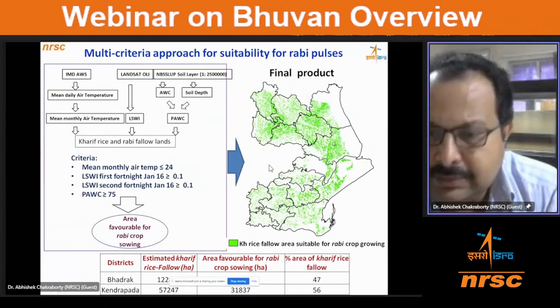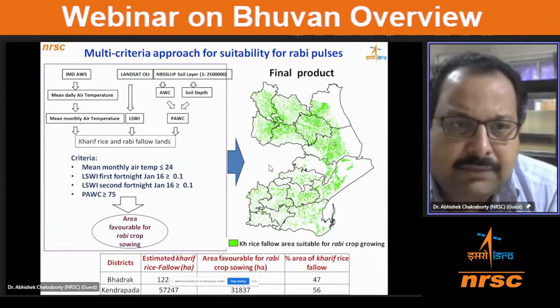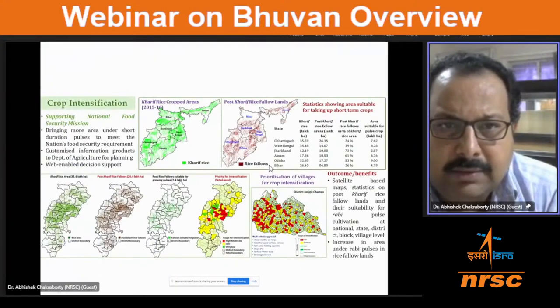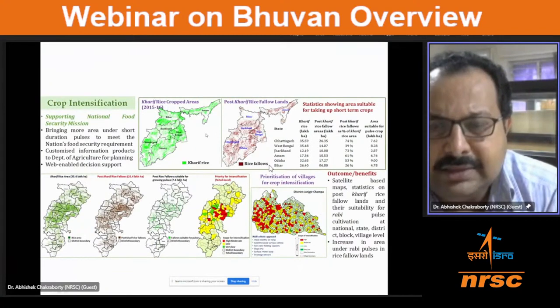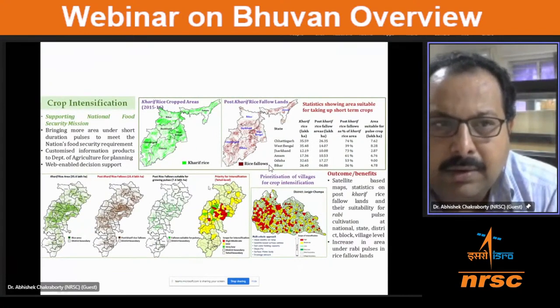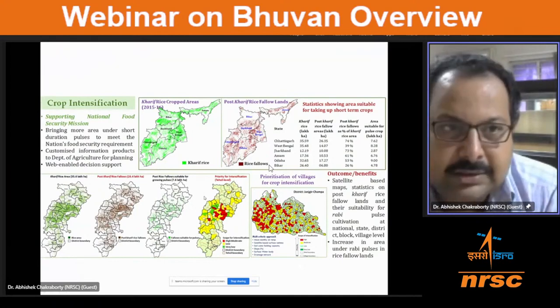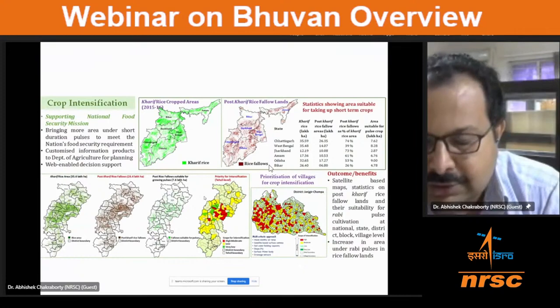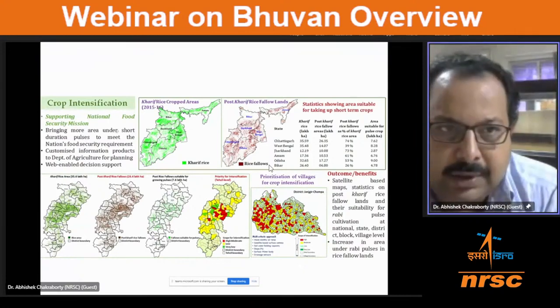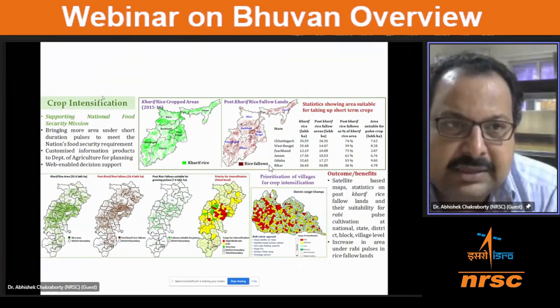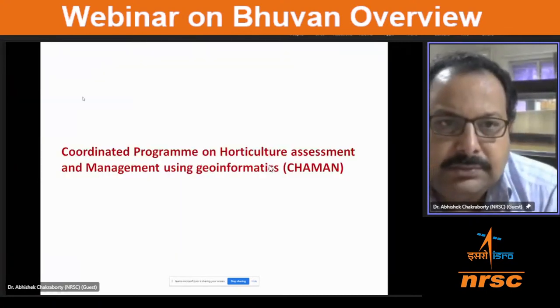So this is one of the criteria, and for all these six districts of eastern India, they have given, mandal by mandal, whether this particular area is congenial to take a small pulse crop, a short-duration pulse. So these things are also very important for crop intensification in eastern India.